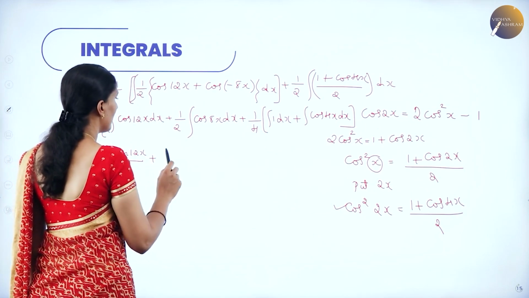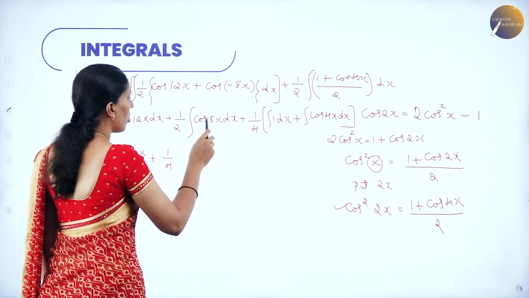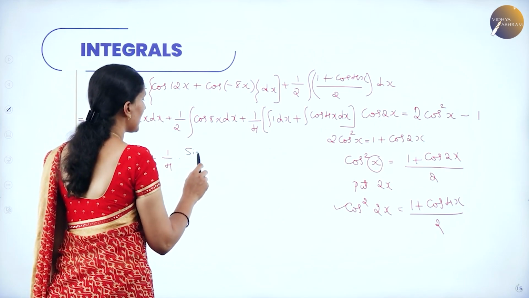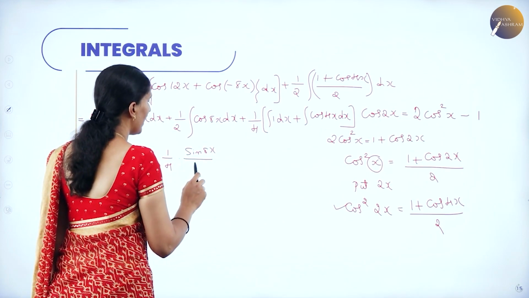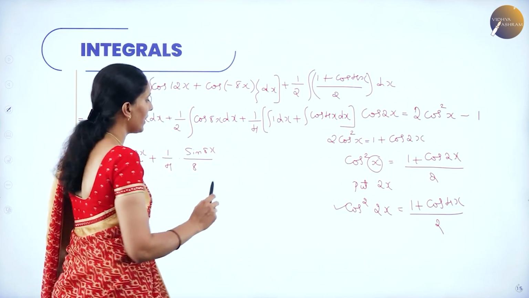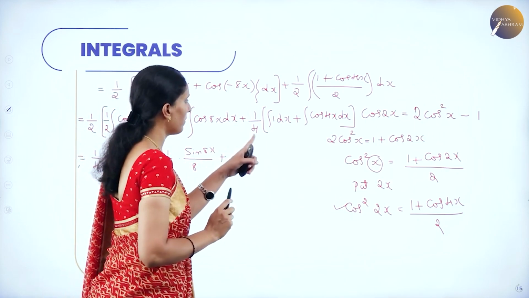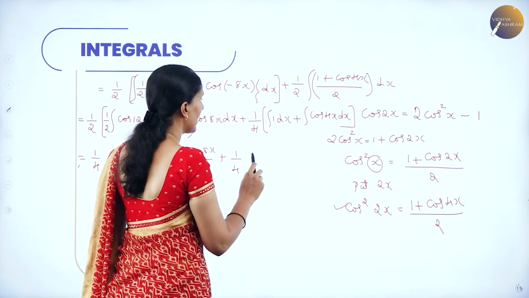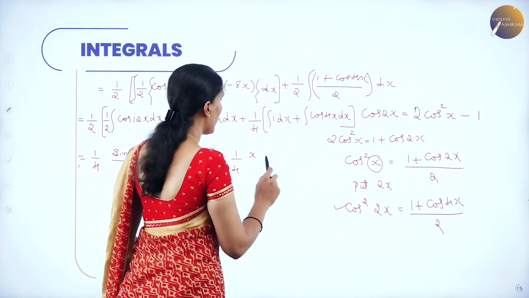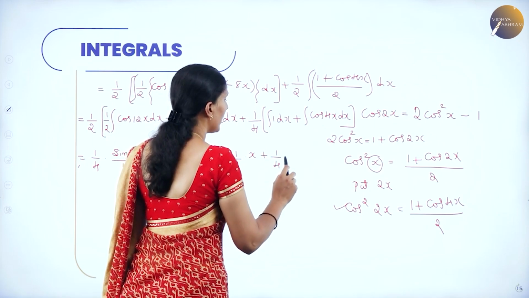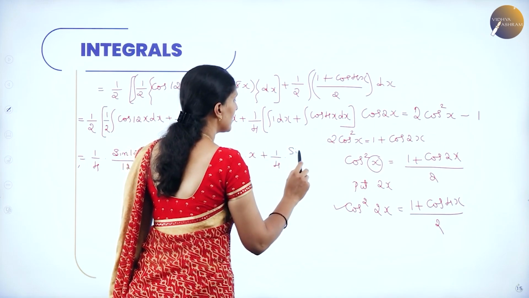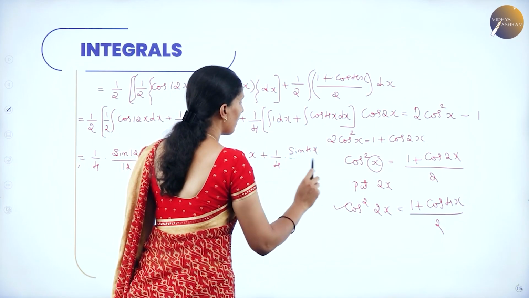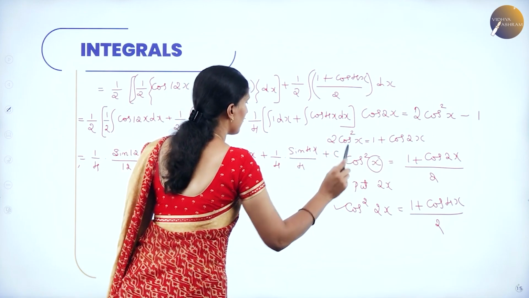So plus 1 by 4 cos 8x can be written as sin 8x divided by 8. Next here we have 1 by 4. So 1 by 4 integral of 1 is x. Next again we have 1 by 4 integral of cos 4x is sin 4x divided by 4 plus c.